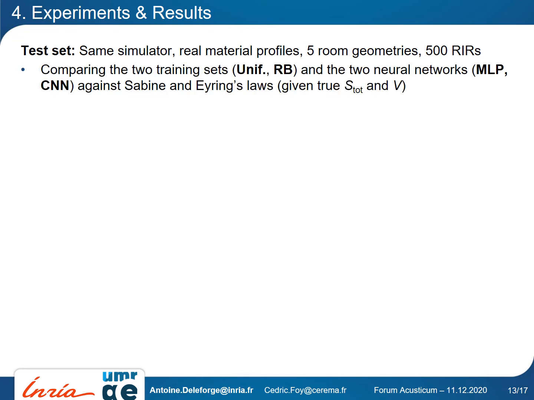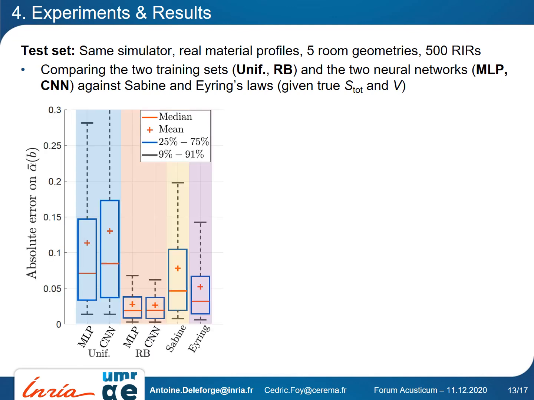We used the 2 proposed training sets to train the 2 proposed neural network architectures, and we compare this to the classical reverberation theory formulas of Sabine and Eyring mentioned at the beginning. Note that the Sabine and Eyring formulas were informed by the true room dimensions, but not the networks, which only use room impulse responses. Here are the mean absolute errors obtained on mean absorption coefficients, represented as bar plots.